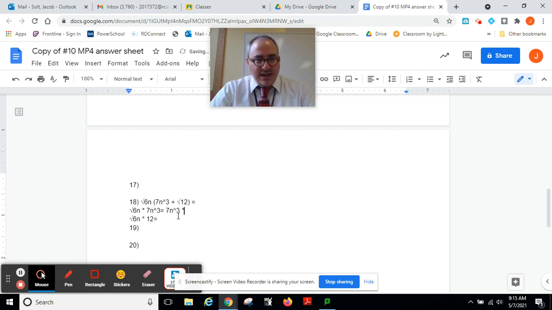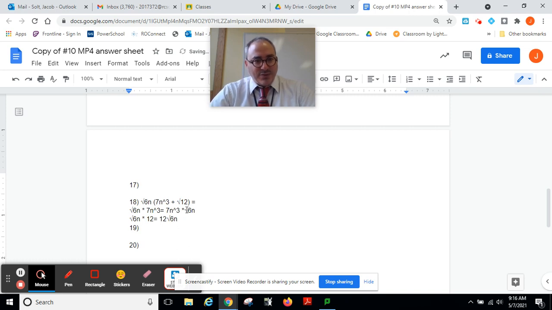Times, the little times symbol is the asterisk. I get to that by Shift 8 on my keyboard, and then radical 6n. There's not much I can do there, right? That's kind of where that stands, and then radical 6n times 12. There's not much to do there either. I'm just going to put the 12 out in front because that's usually how we like to see it.